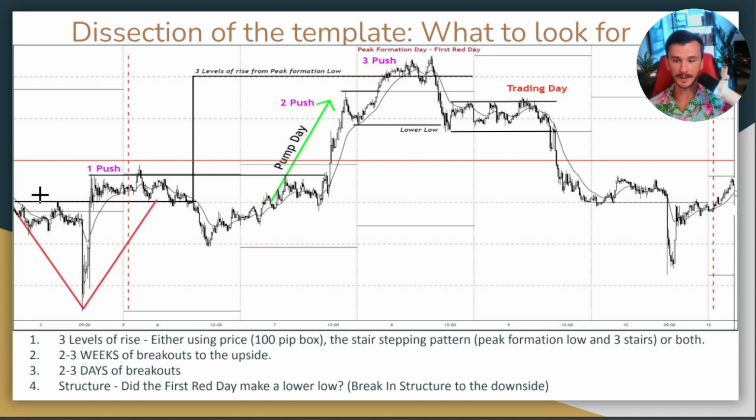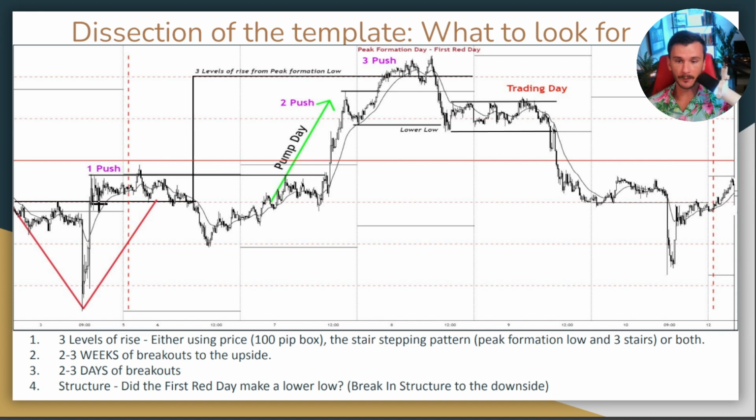I just want to point out that there is trap volume now down over here, and that is our peak formation day. And this gives us our first level of rise, or our first push in the upwards direction. Now, these pushes mean absolutely nothing unless we get onto that third day of rise or that third push of rise and then get a peak formation high, peak formation low below previous day's low, peak formation high above previous day's high. Let's get back into the middle.